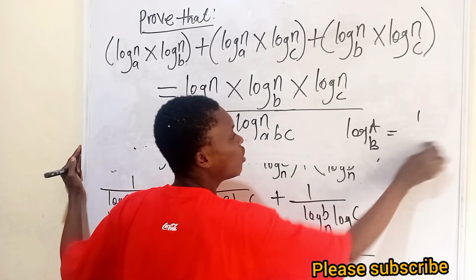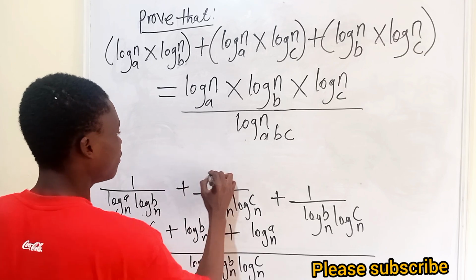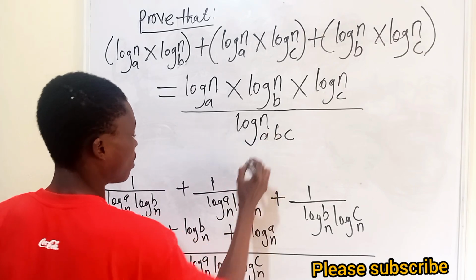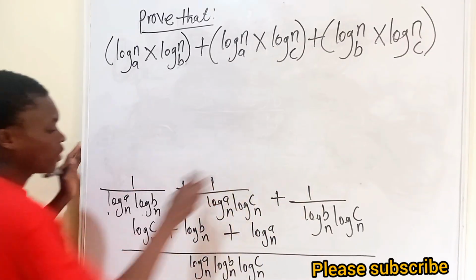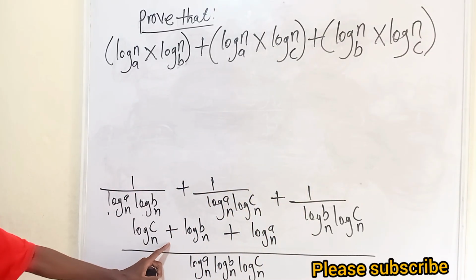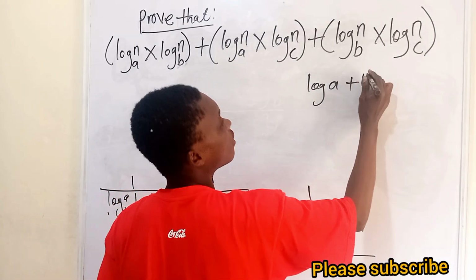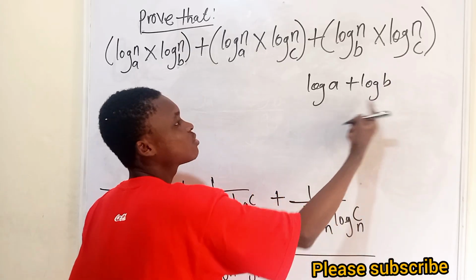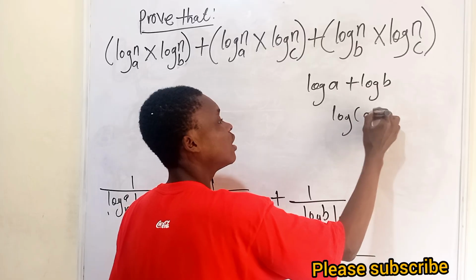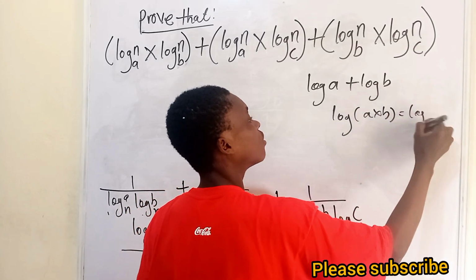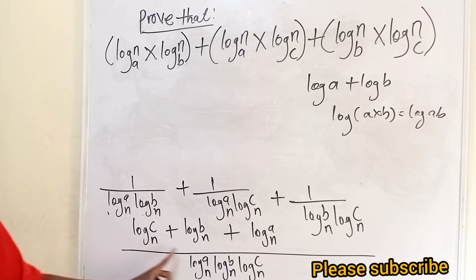All right, we can see clearly from here, let me take off the question. From the law of logarithm, if we have log a plus log b, since we are adding and the bases are the same, we can take one of the bases and multiply the logs. So this is log of a times b, which gives us log ab.